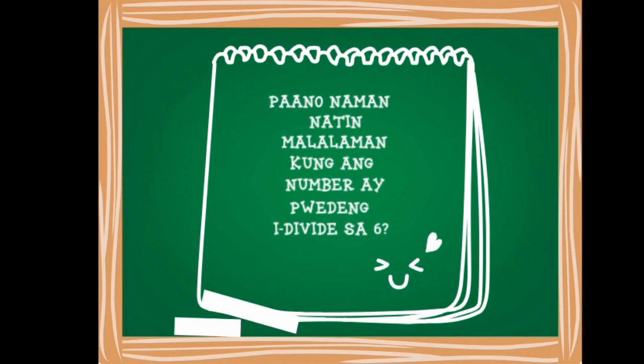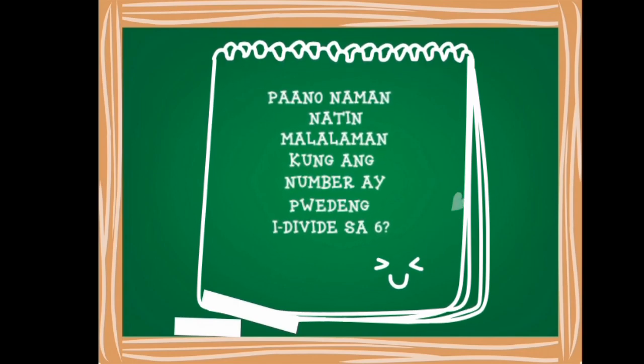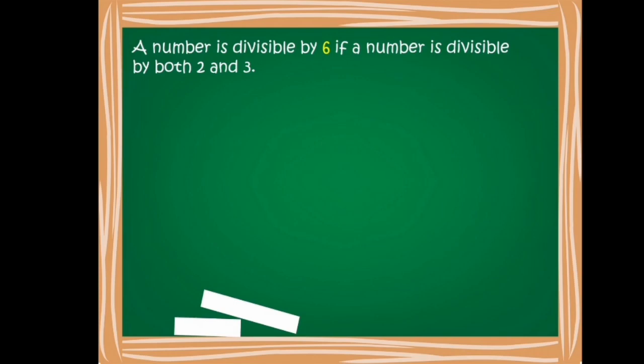Paano naman natin malalaman kung ang number ay pwedeng i-divide sa 6? A number is divisible by 6 if a number is divisible by both 2 and 3. Ano ba yung palatandaan natin kung ang number ba ay divisible by 2? Kapag ito ay may ones na even. Paano naman sa 3? Katatapos lang natin sa 3. Kapag daw ang sum ng digits niya ay multiples of 3 or divisible by 3.